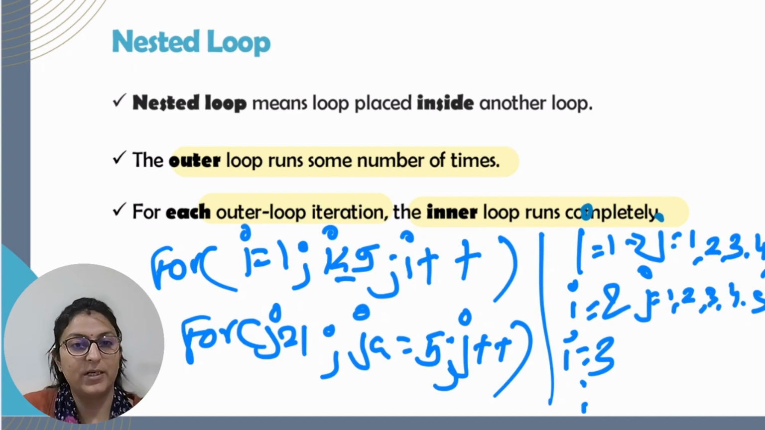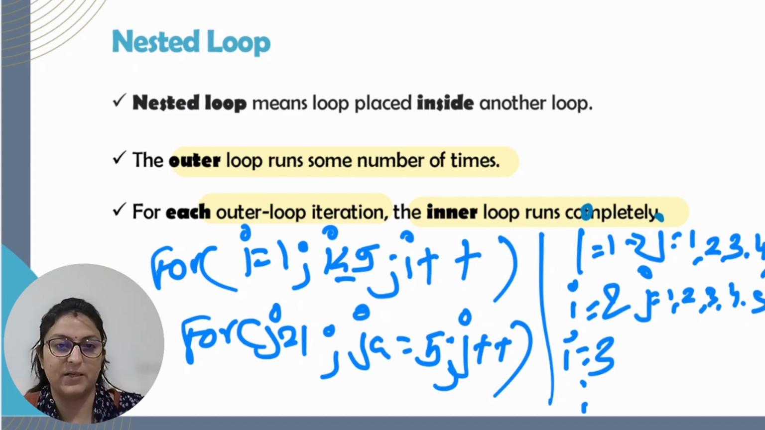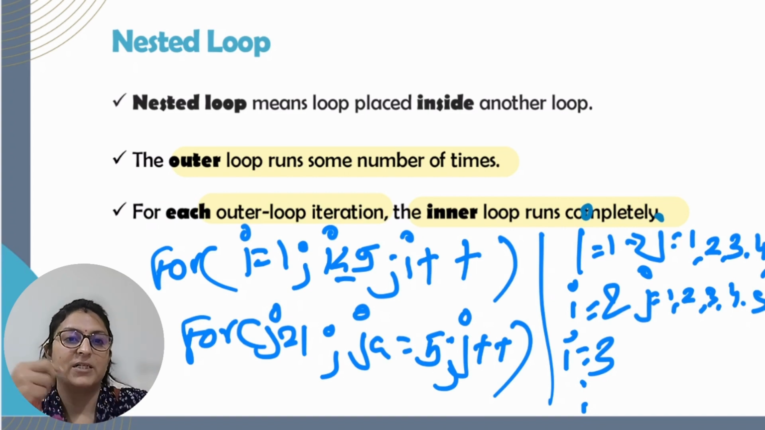अगर I का वैल्यू 1 है तो J completely run करेगा I का 1 इटरेशन के लिए. उसके बाद ही जब I 2 होगा तो फिर से J 1 से लेके 5 तक चलेगा. फिर I की वैल्यू 3 हुई, then J will run from 1 to 5 again. So for each iteration of I, J loop runs completely.